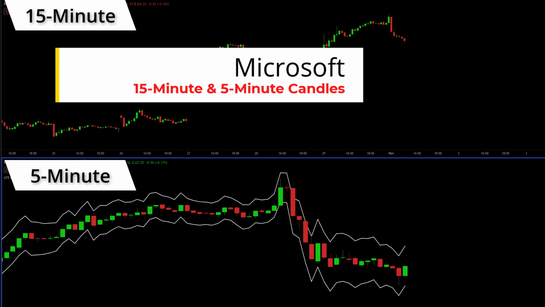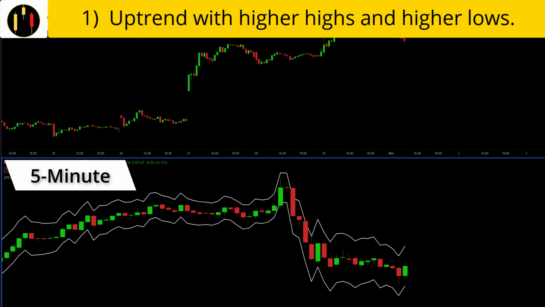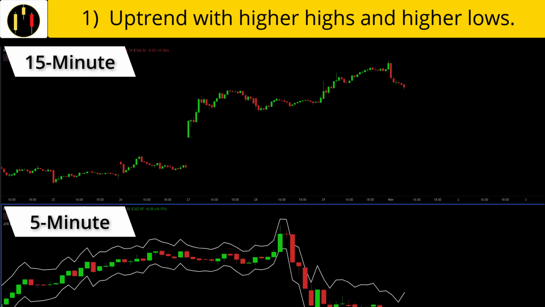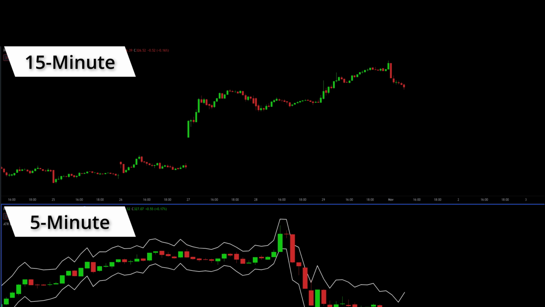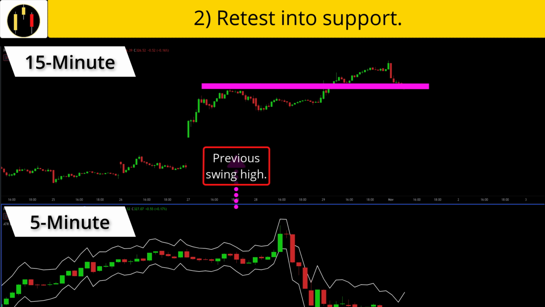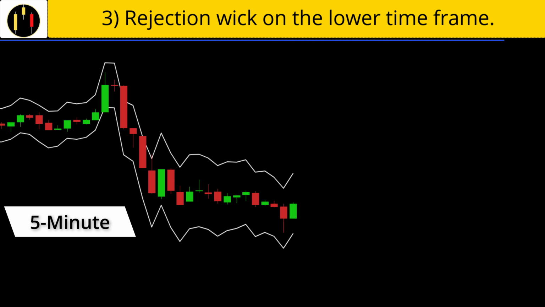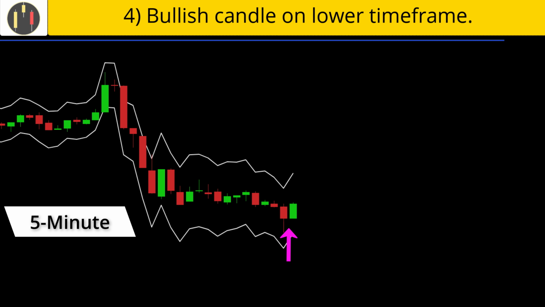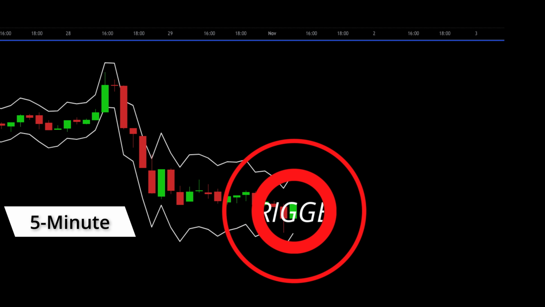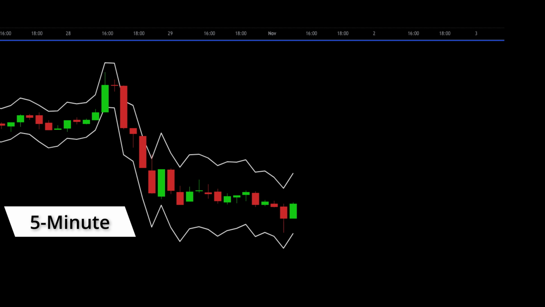The rules to enter a long on the two-step are: first, on the higher time frame, and in this case, the 15-minute chart, we are looking for a clear uptrend characterized by higher highs and higher lows. Second, on the higher time frame still, we are looking for a pullback into support. Third, on the lower time frame, we want to see a price rejection expressed as a wick. The next rule requires a bullish candle to close on the lower time frame. Our rules are met when this candle closes. That is our trigger candle.